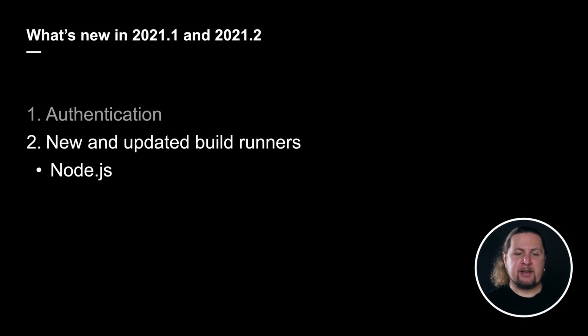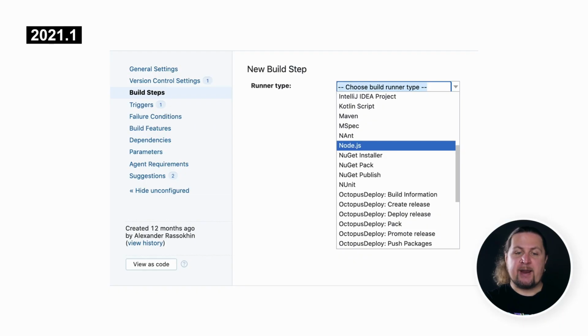Next, let's take a look at new and updated build runners. This year we've added the new build runner for building Node.js applications. It has all the features that you would expect from it. It supports NPM and Yarn, it can work with public and private registries, and it automatically detects build steps based on package JSON when you create a new project.